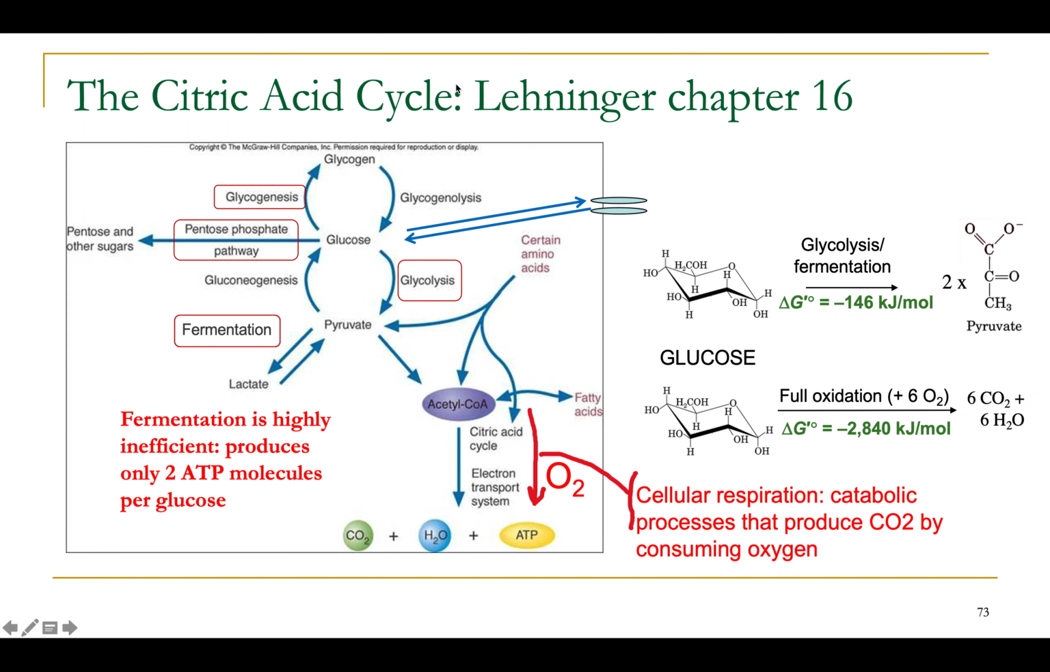The topic of today's lecture is the major cellular catabolic process called the citric acid cycle. This is chapter 16 of the Lehninger textbook, but before talking about specifics of this topic, let's recap another catabolic process which we already talked about, the glycolytic pathway.